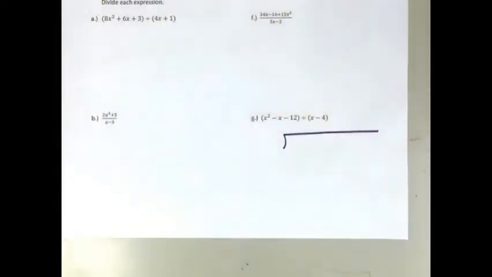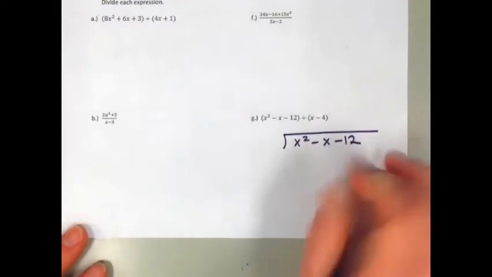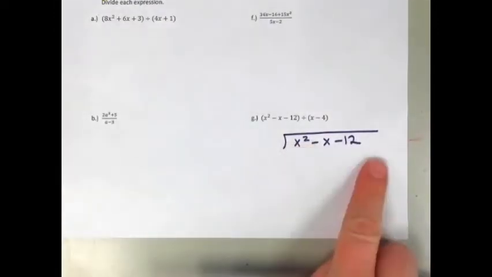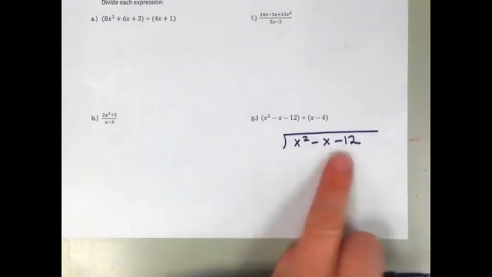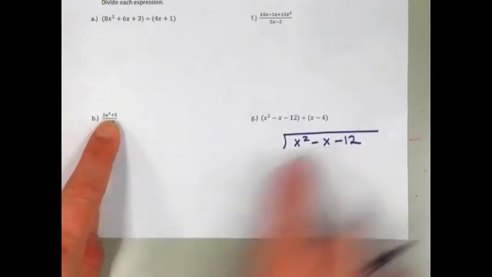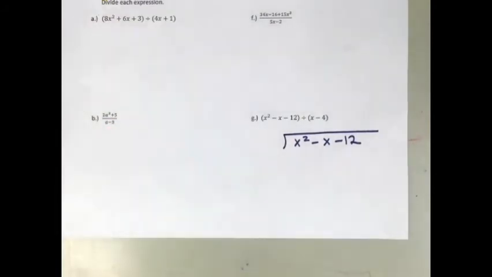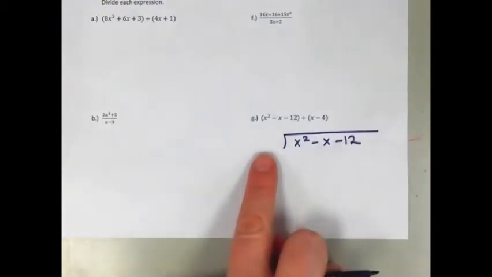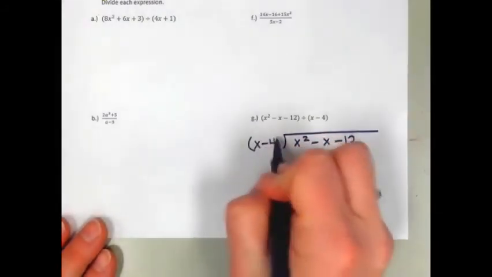What goes underneath my division symbol? X squared minus x minus 12. And we always go from, in standard form, x squared to x to our constant, okay? If we're missing something, like if you look at this in B here, do you see how it goes a cubed to a constant? We will put like 0x squared, 0x. We want to make sure we go in order, and there'll be a reason why. What's my divisor? X minus 4. Okay, and I always like to put that in parentheses.